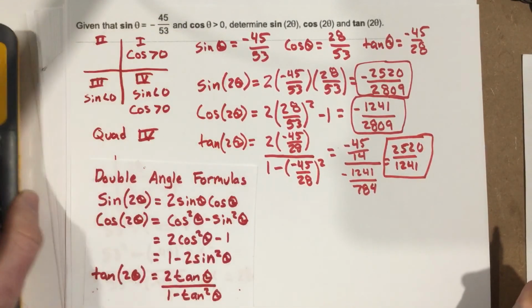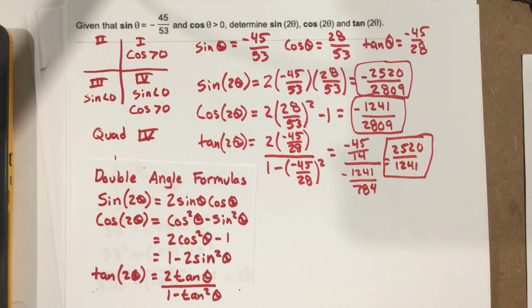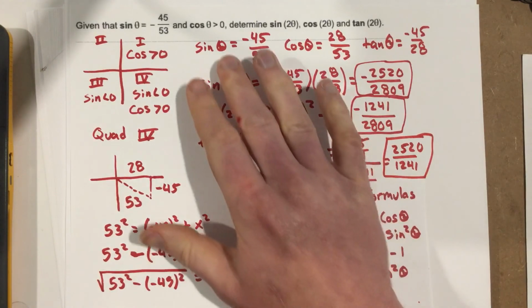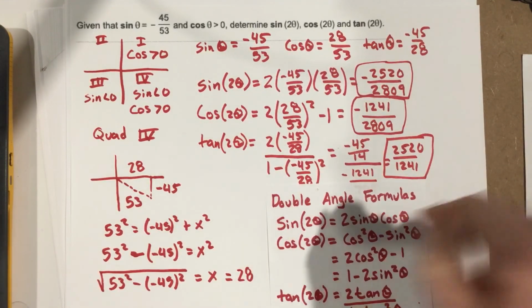And that's how you use your double angle formulas to find your solutions. We start the same way we have for a lot of problems, right? And then we just use our sine, cosine, and tangent to find the double angles.